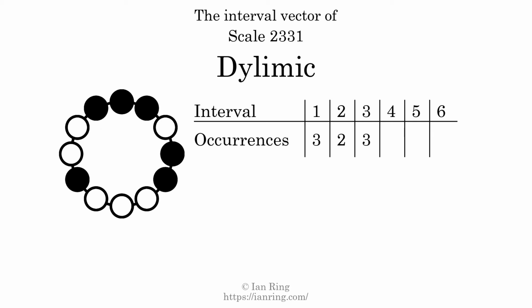There are 3 intervals with a size of 3 semitones. They are here, here, and here. There are 4 intervals with a size of 4 semitones. They are here, here, here, and here. There are 3 intervals with a size of 5 semitones. They are here, here, and here.